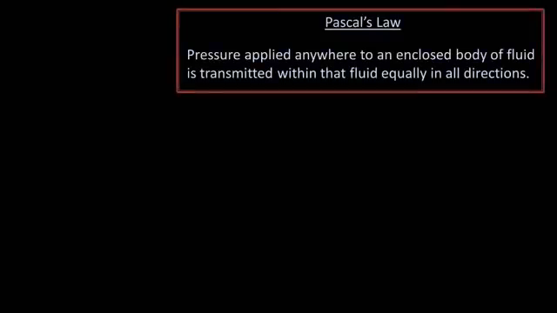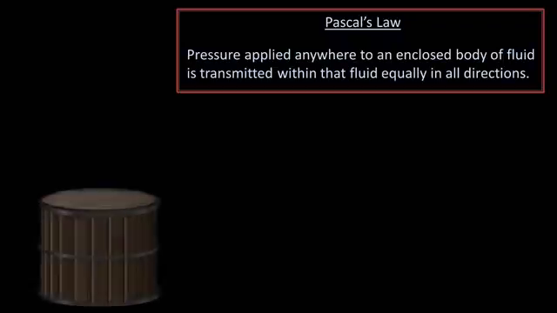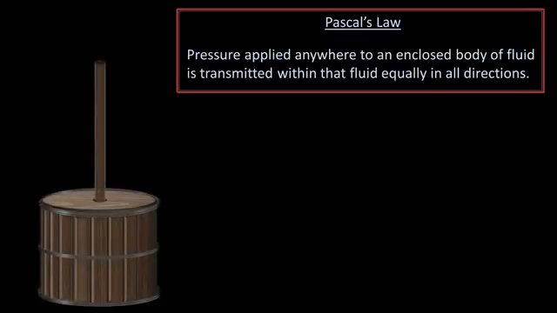Pressure, applied anywhere to an enclosed body of fluid, is transmitted within that fluid equally in all directions. This is an extension from lesson number 3 on hydrostatic pressure. Explaining it further will be much easier with a few examples. First, imagine we have a wooden barrel full of water. A vertical tube is inserted into the lid.